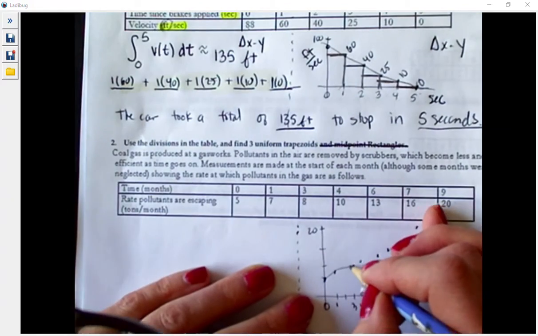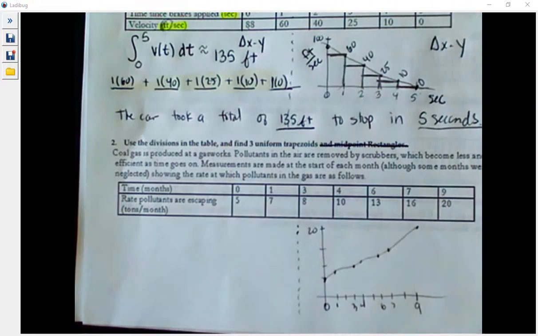Just sort of connect the dots. I don't actually know what this graph looks like. I just kind of connected the dots so I had an idea. Looks like it's mostly increasing. Right? A little faster in some places than others.